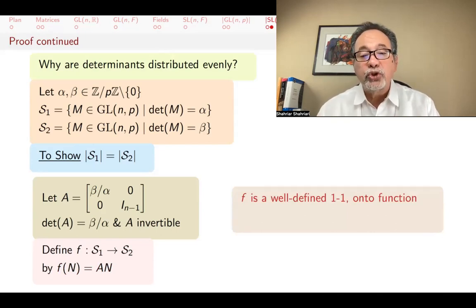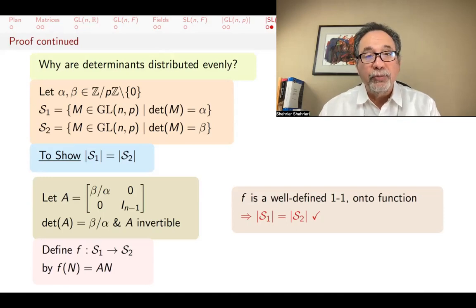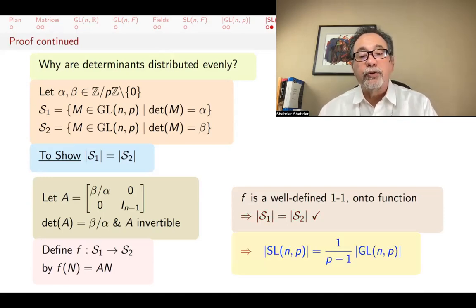I will leave it to you to show that this is well defined. I actually just gave you the argument for why it's well defined, but it's also one-to-one and onto, and that is because A is an invertible matrix. So you have a bijection, and that bijection proves that the size of S1 equals the size of S2, and so the proof is complete. We showed that all determinants are distributed evenly. For invertible matrices, there are p minus 1 choices, so the size of SL_n(F_p) is 1 over p minus 1 times the size of GL_n(F_p).